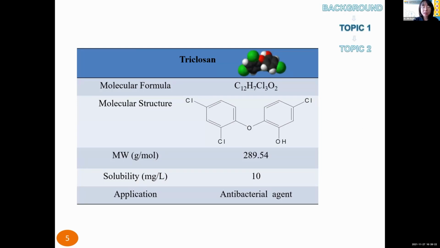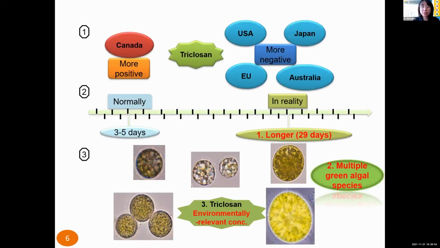Triclosan is a kind of antimicrobial, and it is contained in many products such as soap, toothpaste, and body wash. You may use it almost every day. But triclosan is used to kill bacteria. But if it enters the environment, it will target some non-target organisms like algae, zooplankton, and fish, and that's a problem. Many people have studied that, but still, there are some problems unsolved.